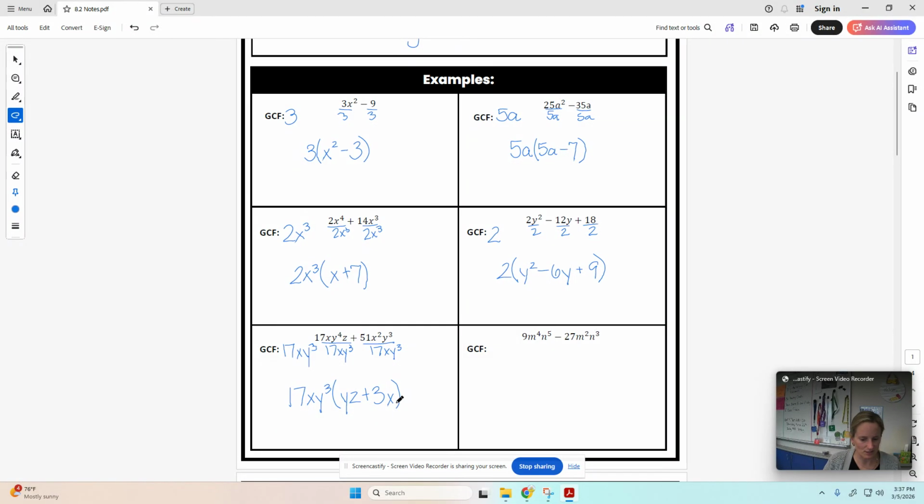I just realized there's an error on the answer key. All right, so I'm going to have to fix the notes for you guys. So I also have to make sure that my final answers are in standard form.